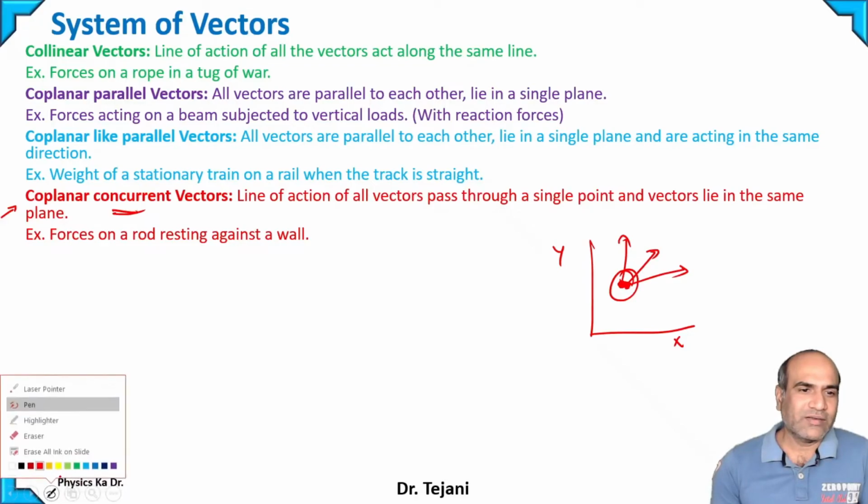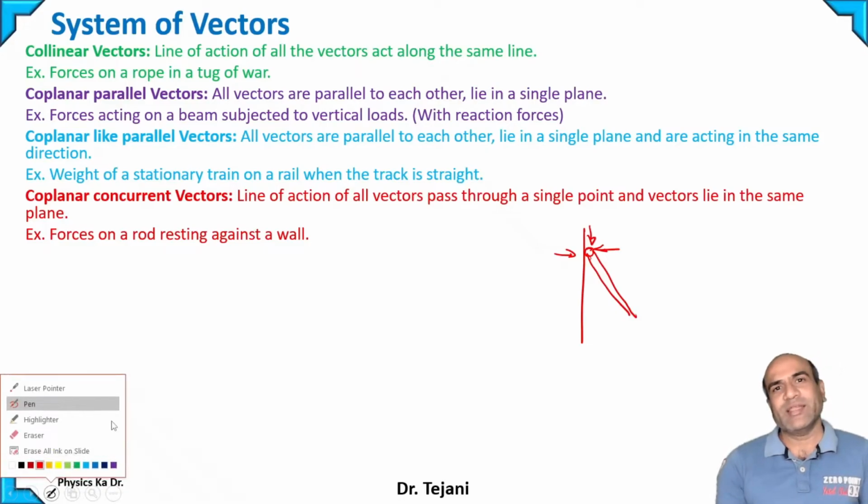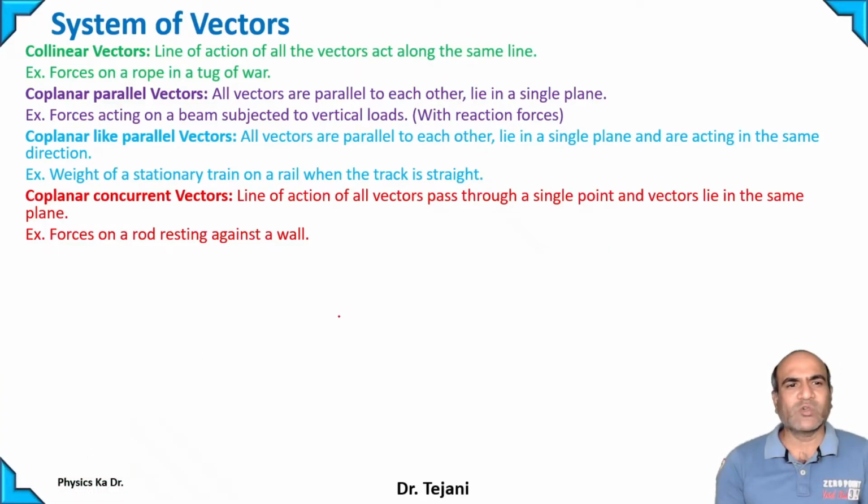Forces on a rod resting against a wall. Say for example, this is a wall and there is some kind of rod. It is resting. So whatever forces, reaction forces may be there, or downward forces may be there, friction forces may be there, whatever, they all are pointing at the similar place. You will be solving so many examples on it.